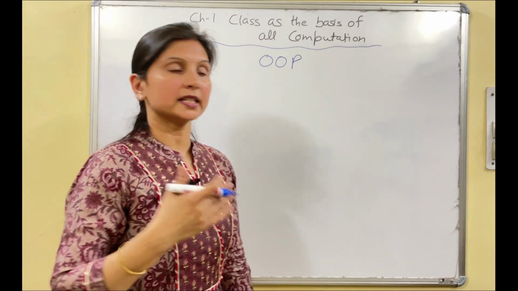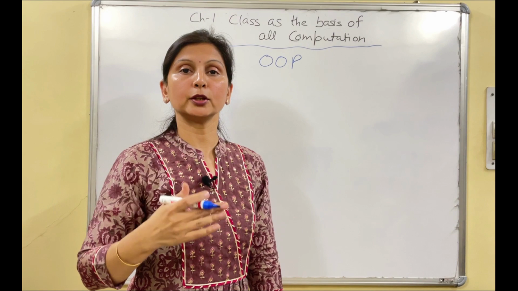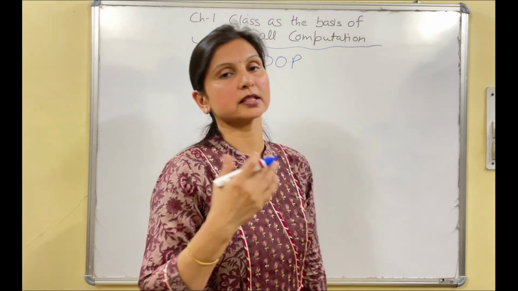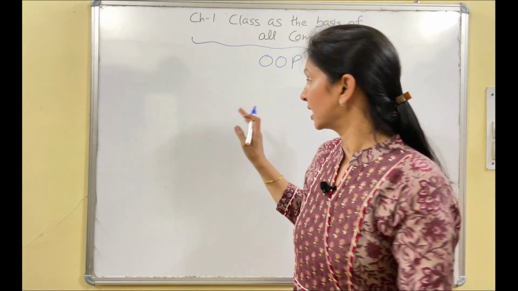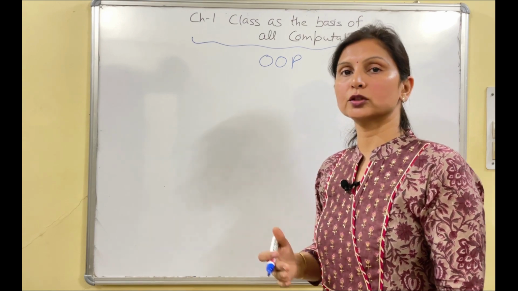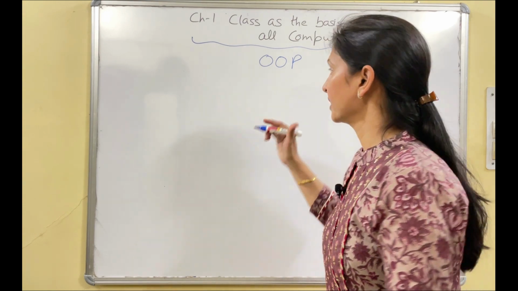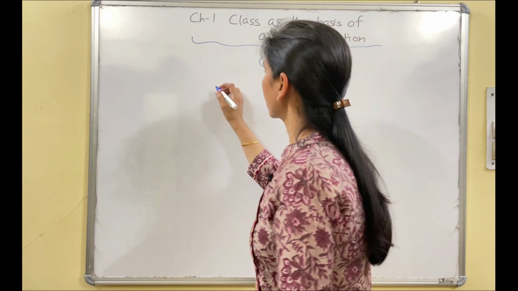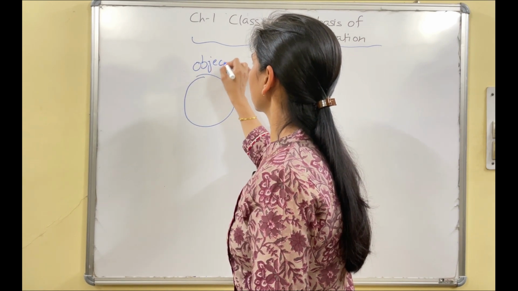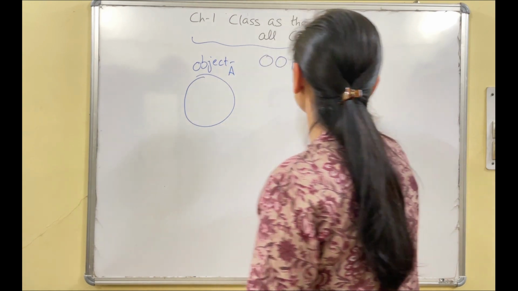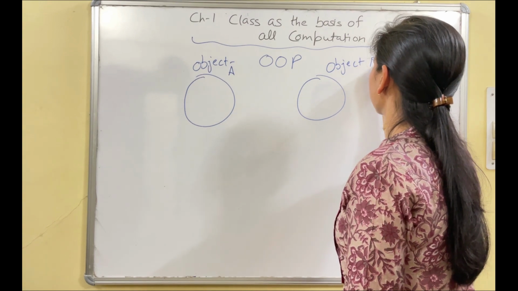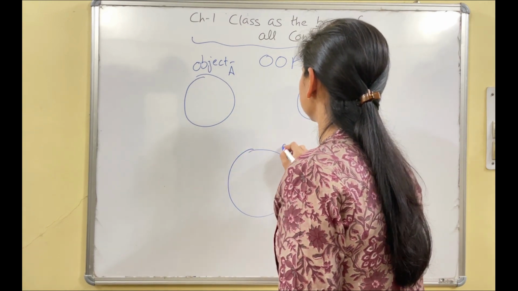As we have just seen, in POP, procedure oriented programming, the program is divided into small modules called procedures or functions. Now what happens in OOP? In OOPS, the program is divided into objects. So suppose the program is divided into 3 objects. First is object A, object B, and object C.